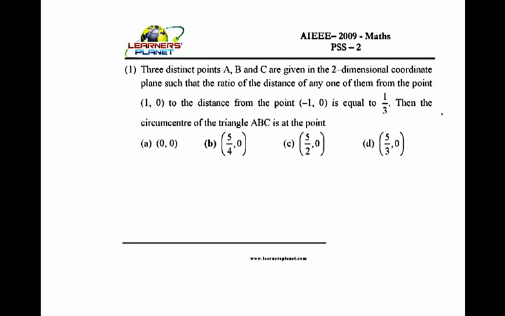The first question says that three distinct points A, B and C are given in the two-dimensional coordinate plane such that the ratio of the distance of any one of them from the point (1, 0) to the distance from the point (-1, 0) is equal to 1 by 3. Then the circumcenter of the triangle ABC is at the point. So let us do this question over the whiteboard.